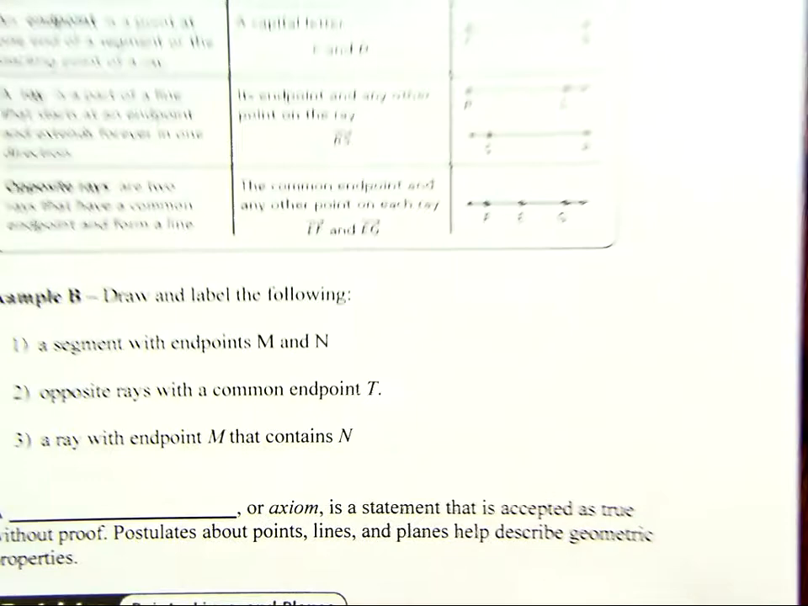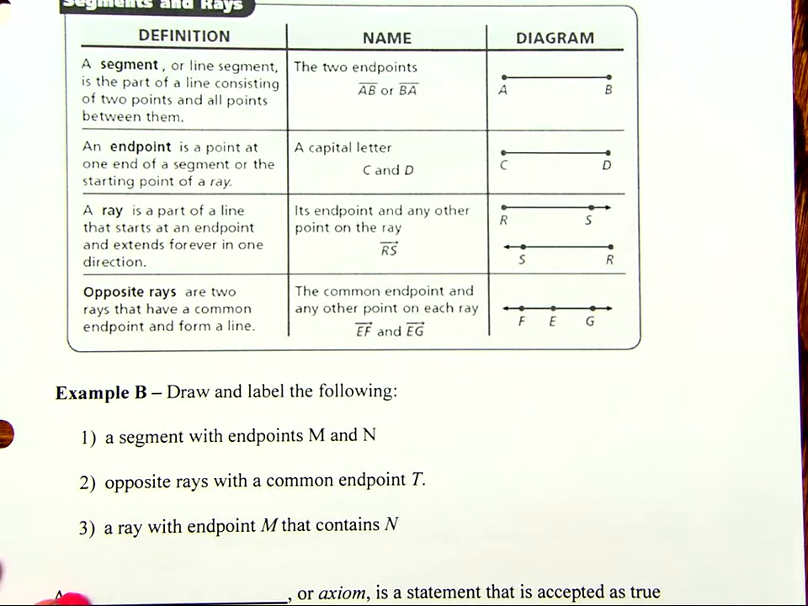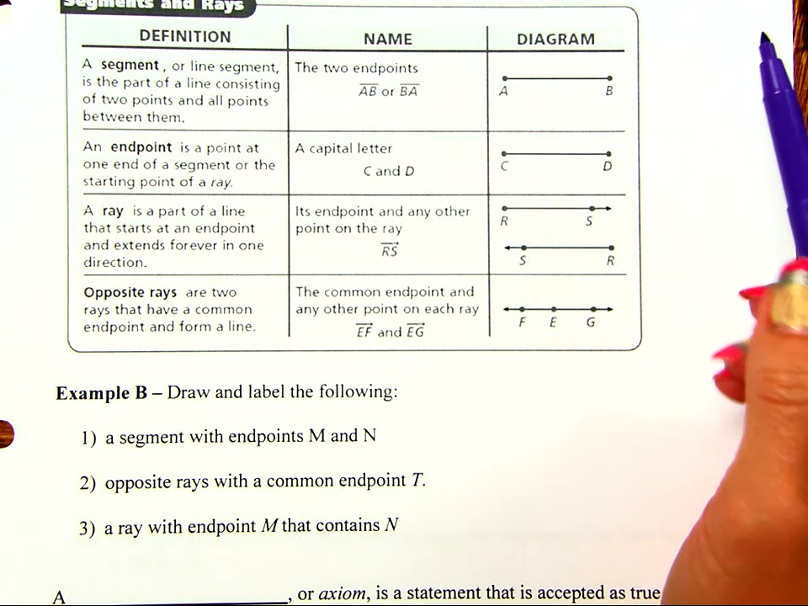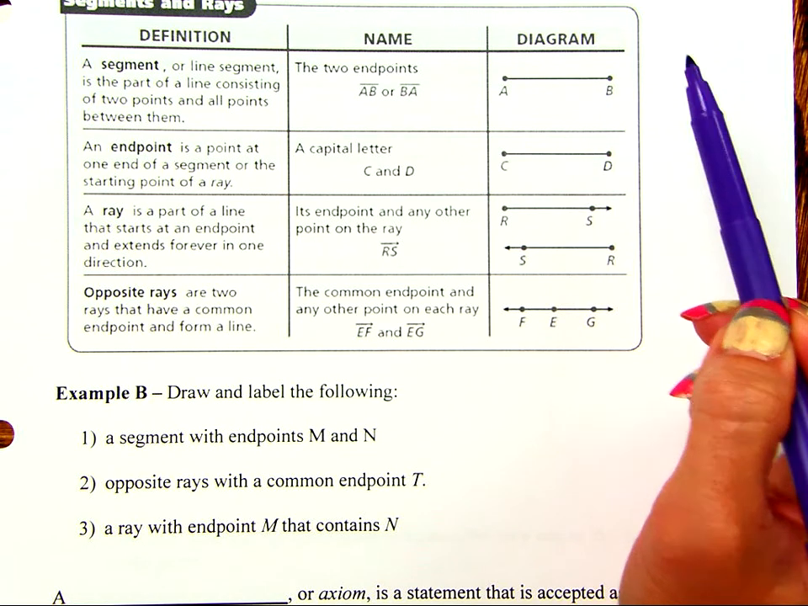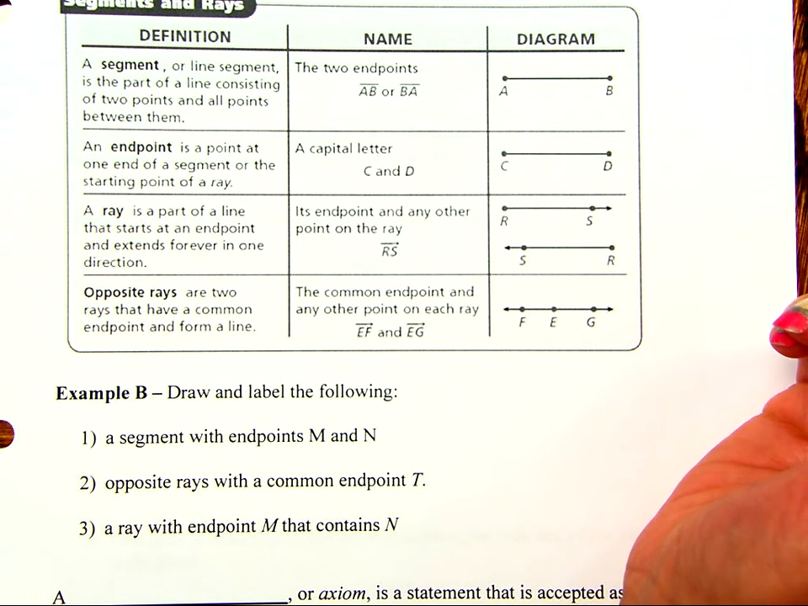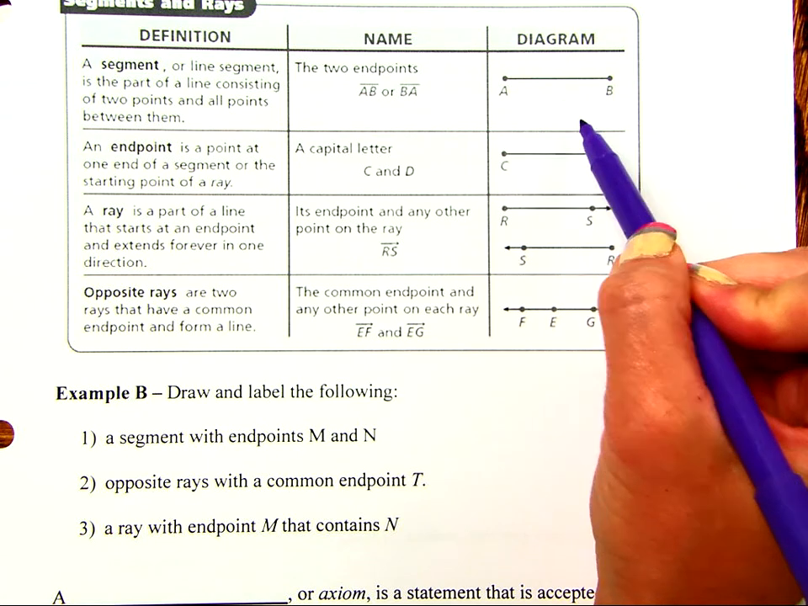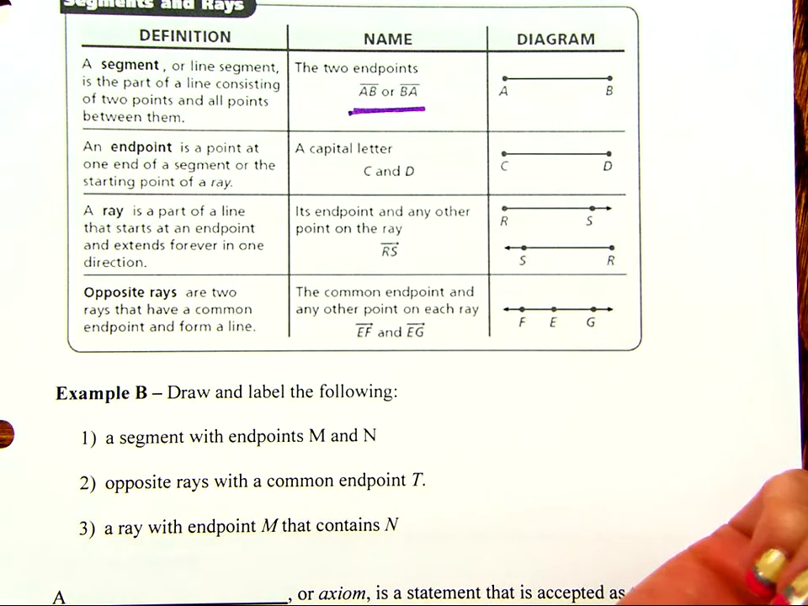Moving on to page 2. On the second page, they also discuss some of the basic figures of geometry. We have the segment, the endpoint, the ray, and opposite rays. Well, the segment is similar to a line in that it has to be straight, but it does not extend forever and ever. So a segment has endpoints. Here I can see my segment AB or BA. If I'm going to name it, I'm simply going to use the bar on top.